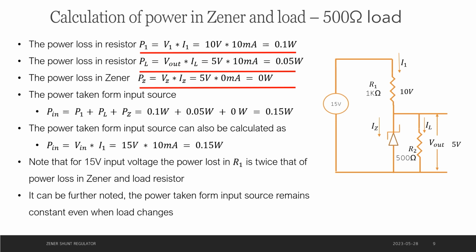The total power taken from the input will be the sum of the power dissipated in the components used. It is nothing but P1 plus PL plus PZ. Hence, the total power loss is 0.15 watt. This power can also be calculated as Vin into I1, that is equal to 0.15 watt. We can observe here that the power loss in R1 is twice the power loss in the Zener and load resistor. It can be further noted that the power taken from input remains constant even when the load changes.